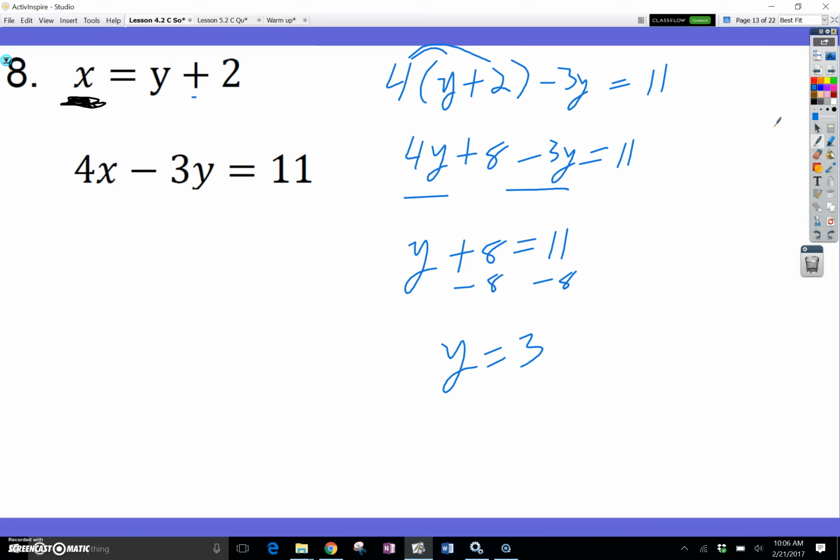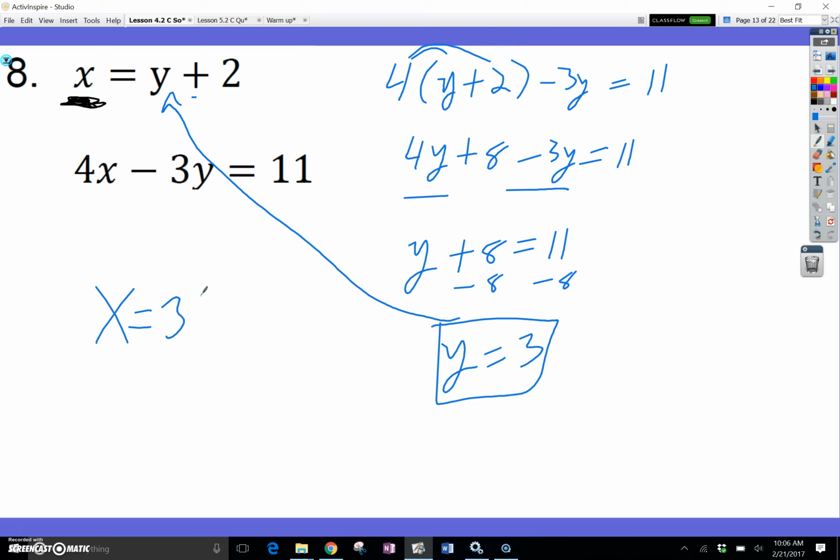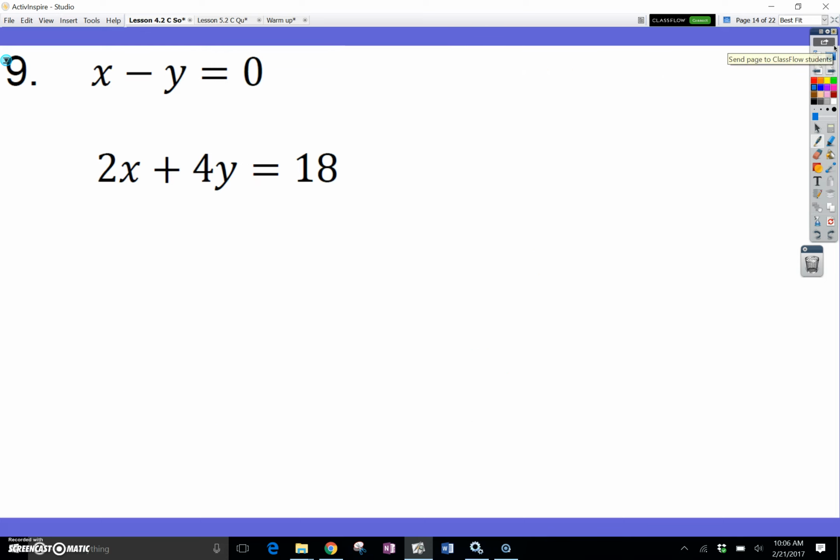Now Gabe, I'm sure you don't care, but you can plug it in to any one. And it looks easiest to plug it in right there. That would give me x is equal to 3 plus 2, to give me x is equal to 5. Therefore, my point is 5, 3. Now remember, you could set this up as an elimination problem if you'd like, and you would have gotten the same answer.